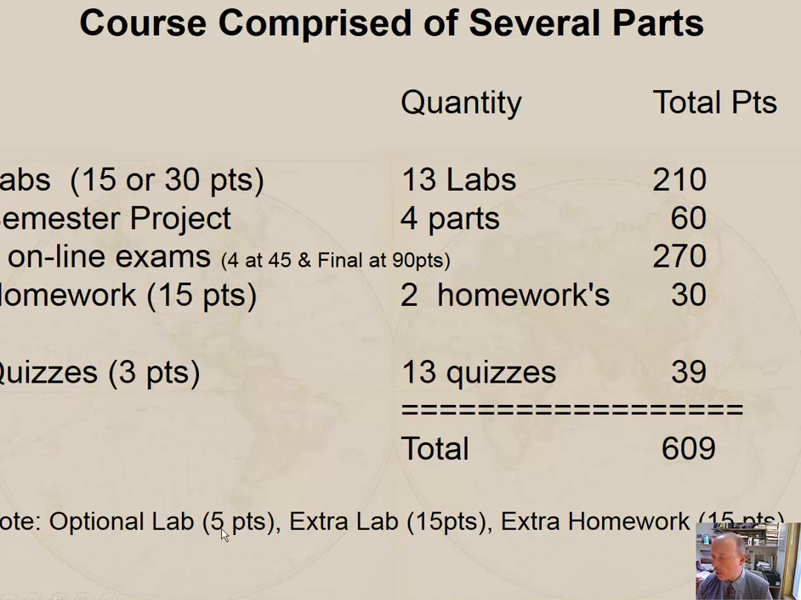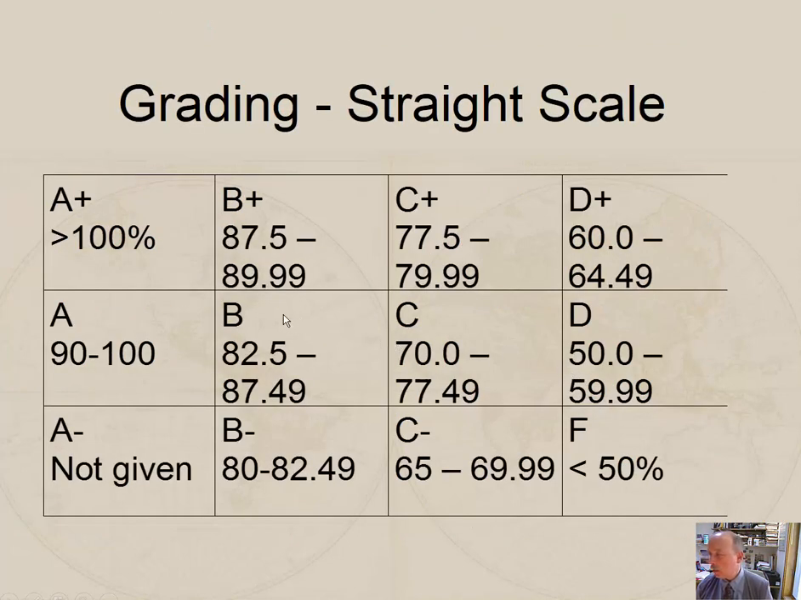Now there's some options for additional points. You can do an optional lab, there's an optional extra lab, and there's an optional extra homework. So there's 35 extra points if you were to miss something or goof something up or get a little behind. So there is a way to catch it up.